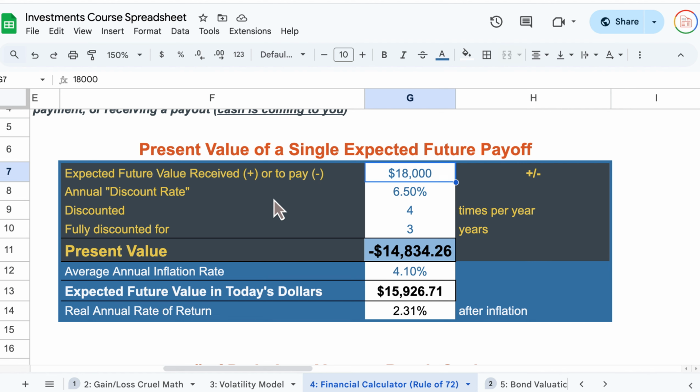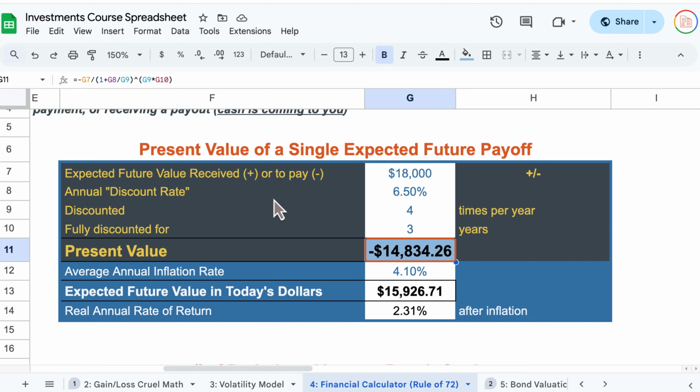Let's just say that you needed to have $18,000 3 years from now, and you could earn 6.5% on your money. Like, let's say that there was some corporate bond that you could buy with 4 times a year compounding, so quarterly compounding. The question is, assuming no taxes or anything like that, how much money would you need to invest right here, right now, in order to end with $18,000 in 3 years? And that's what this calculation does for you.